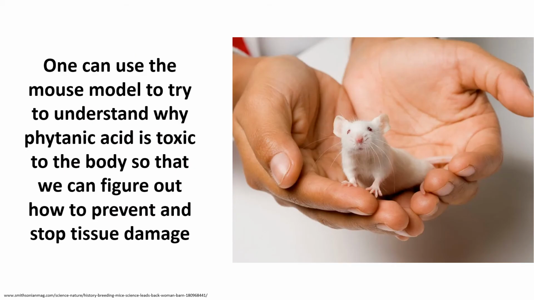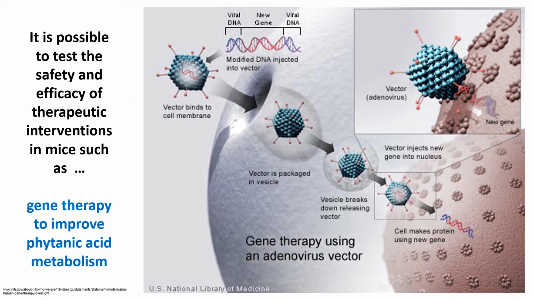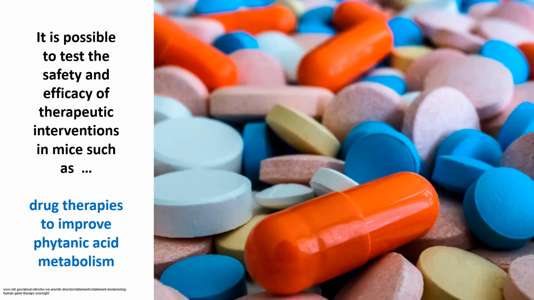So what can we do with that? Well, one can use the mouse model to try to understand why phytanic acid is toxic to the body so that we can figure out how to prevent and stop tissue damage. In addition, it is possible to test the safety and efficacy of therapeutic interventions in mice, such as gene therapy to improve phytanic acid metabolism, or drug therapies to improve phytanic acid metabolism.